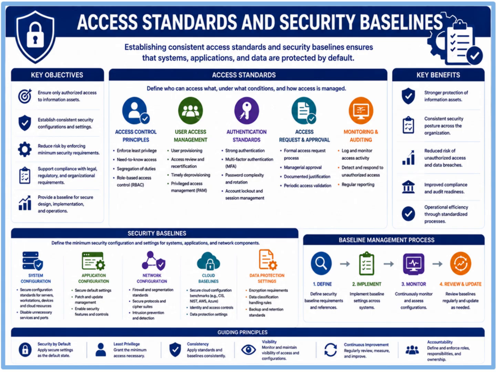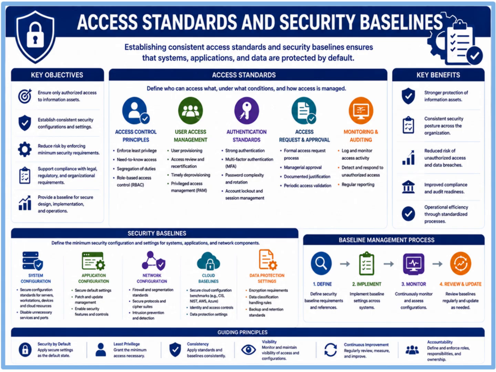Access request and approval processes ensure access is formally requested, justified, approved, and periodically reviewed. Monitoring and auditing activities help detect unauthorized access, monitor user activity, and support incident investigations. Security baselines define the minimum secure configuration requirements for systems and infrastructure.